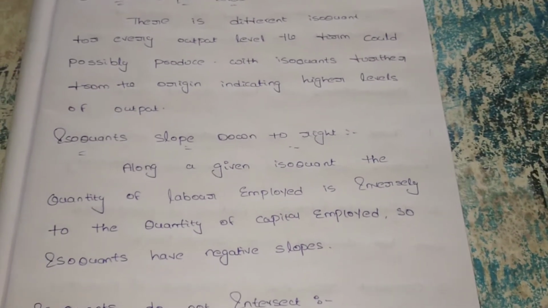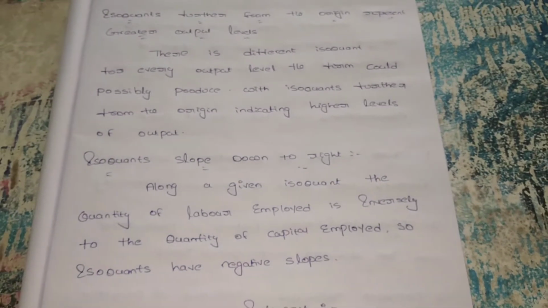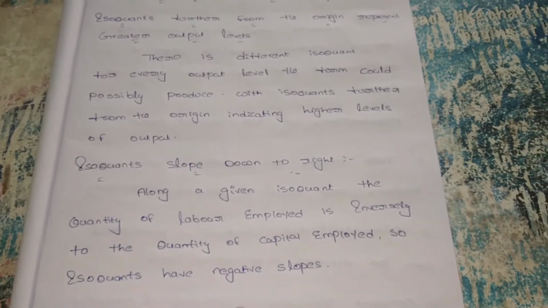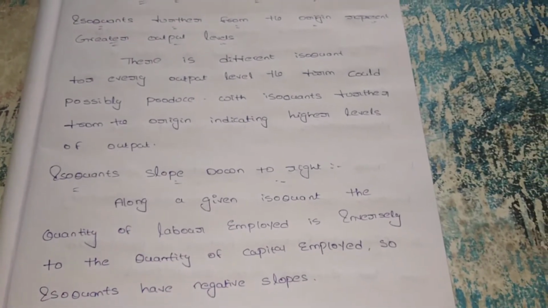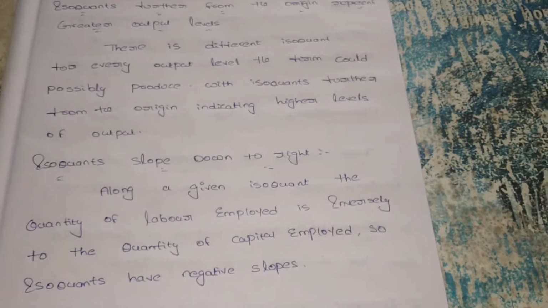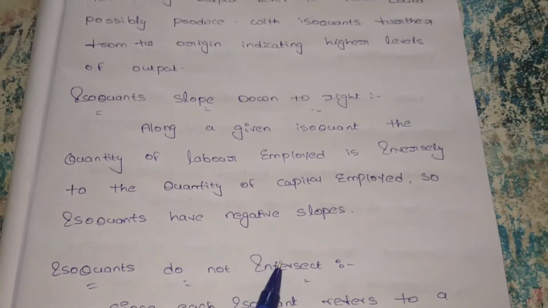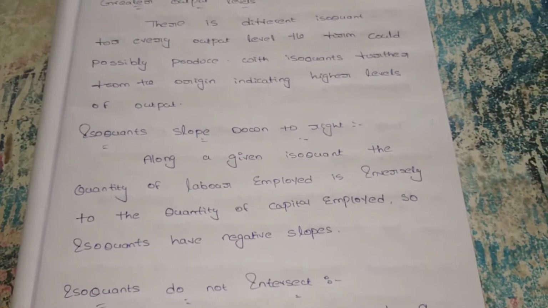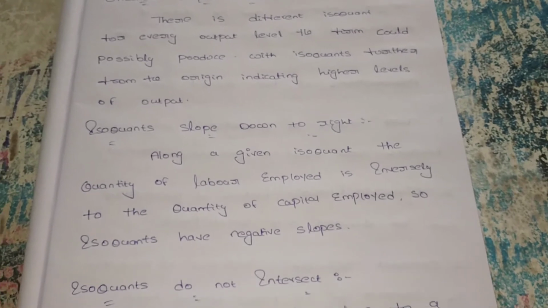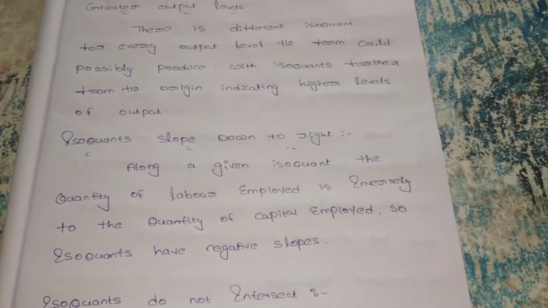Inversely means if there is an increase in the quantity of labor, there is a decrease in the quantity of capital. It means one factor increases, the other factor decreases. So we can say there is an inverse relationship. So isoquants have negative slopes. Already we discussed this in the demand curve. The demand curve is negatively sloped, meaning when the price increases, the demand decreases. So it is negative.